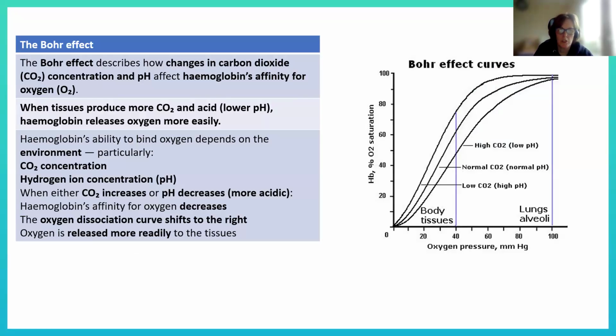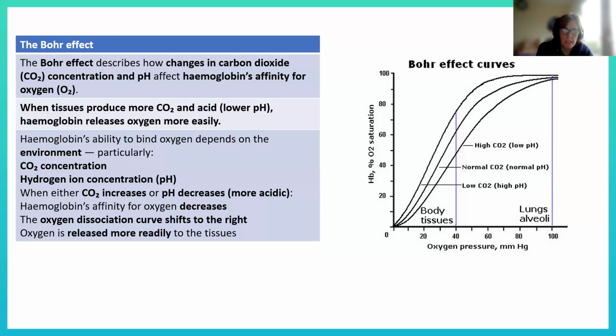Okay. So when the tissues produce more carbon dioxide and acid, it lowers the pH. So acid in the blood, carbon dioxide in the blood changes the pH, and it does make it a bit acidic. And when the tissues produce more CO2, essentially there's more acid around. So the hemoglobin will release oxygen more easily because there's more CO2 to be removed.